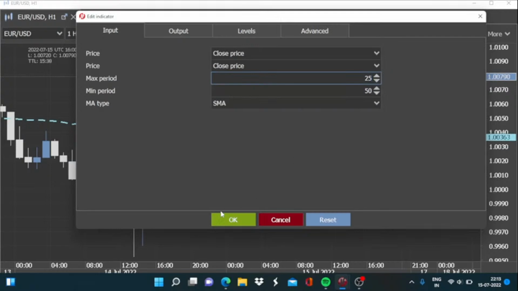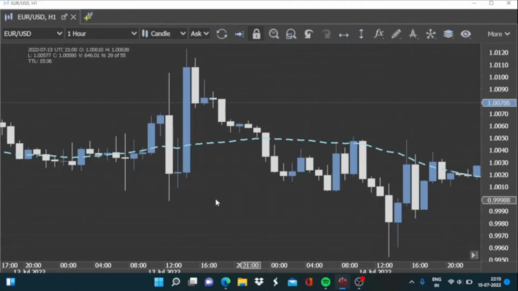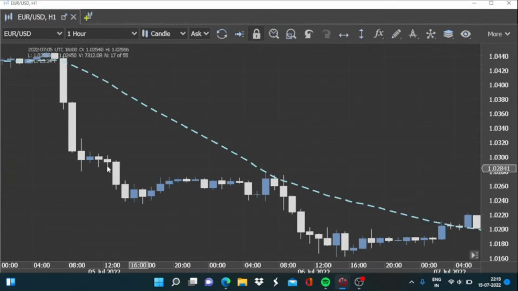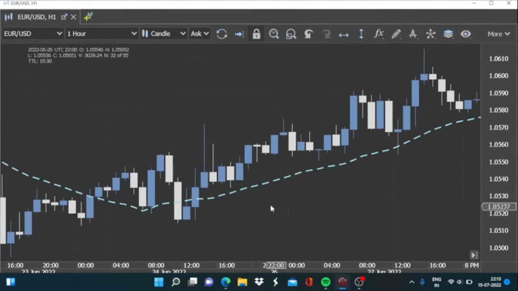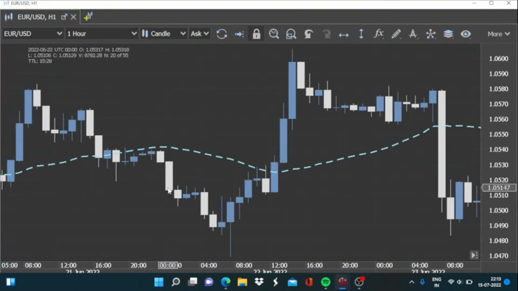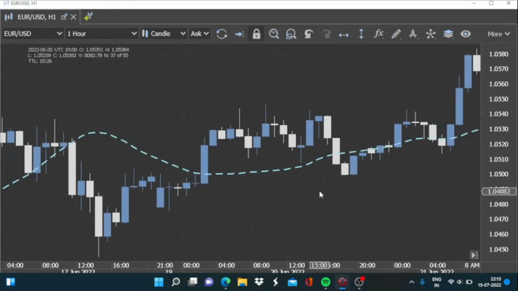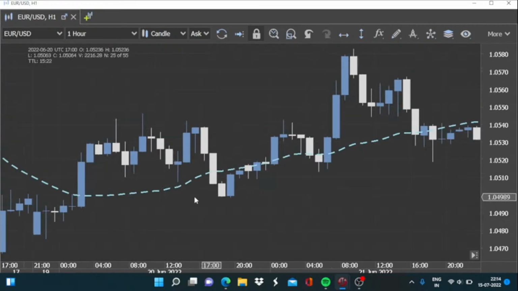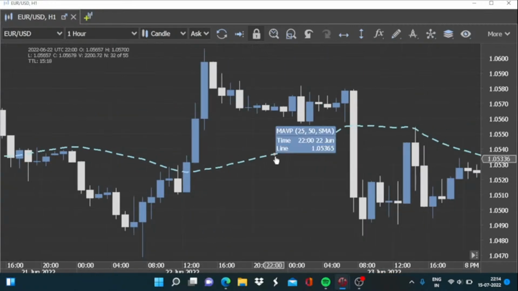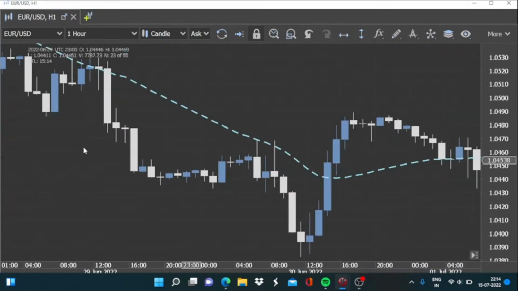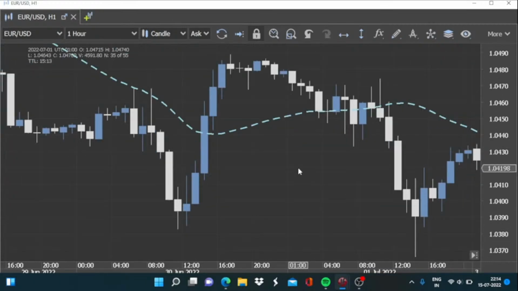All right, and now it is a lot smoother, so we can use it to find the trend where it is bullish or where it is bearish. Accordingly, we can take the trade whenever we see some correction and consolidation in the underlying instrument, using the trend which has been defined using this MAVP indicator value. And we can also change its moving average type.